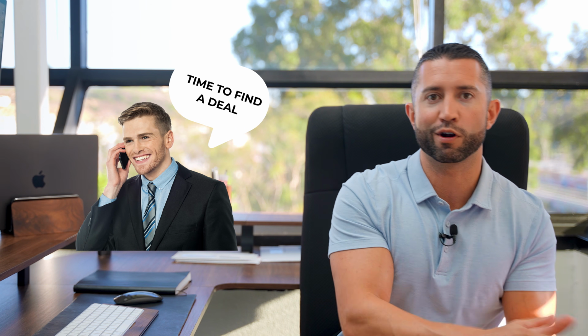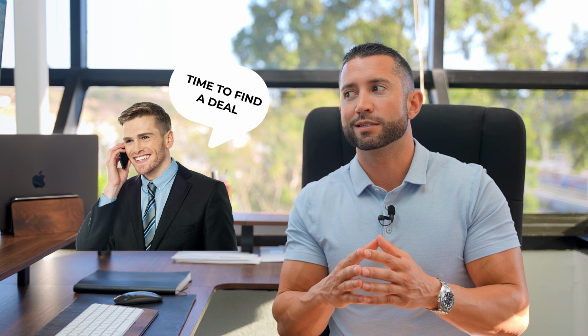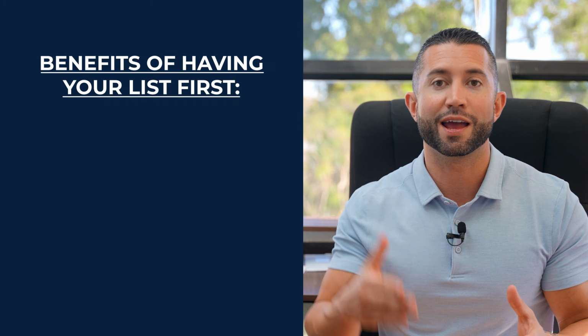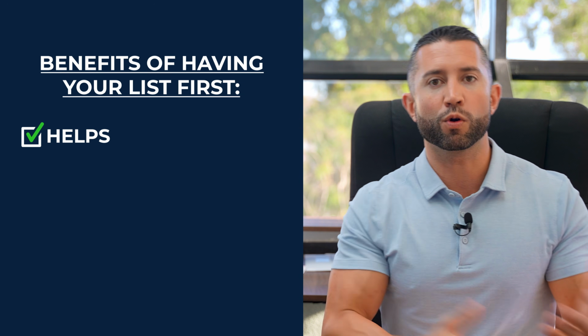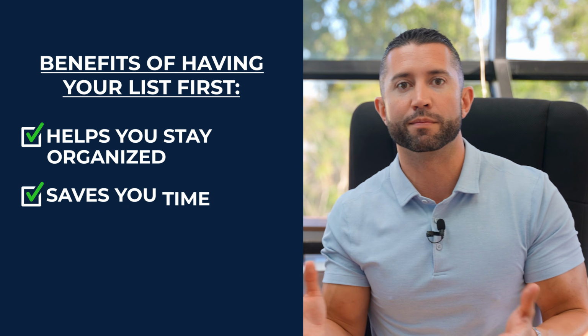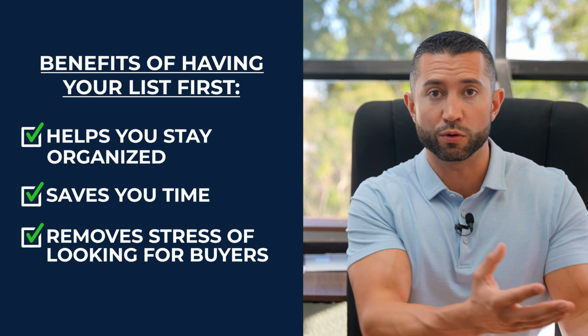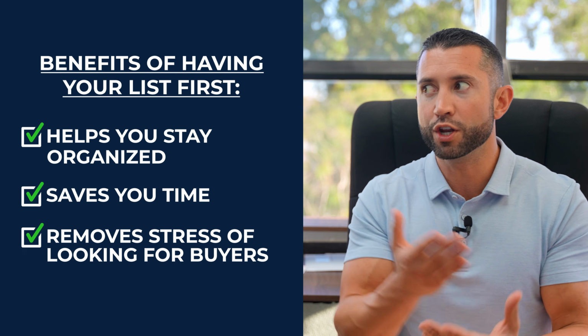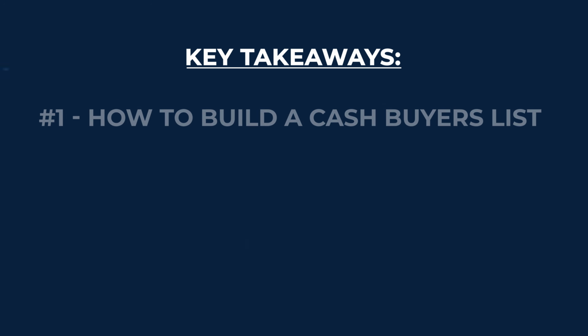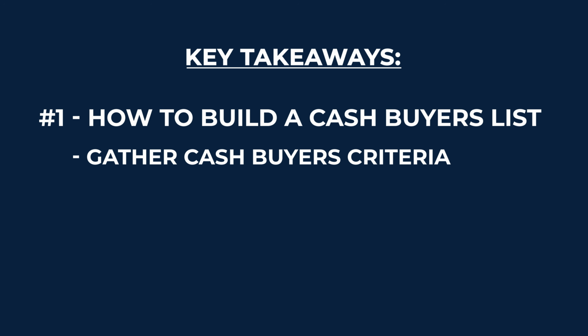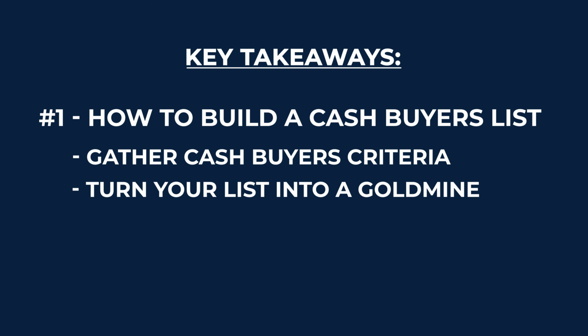This is one of the fallacies a lot of beginner wholesalers fall into. They say, oh, I need to get a deal first before I find cash buyers, right? But that's absolutely backwards. What we want to do is find quality cash buyers first and then go find the deal. That way we're organized. That way we don't waste time. And now we don't have to be stressed when we wholesale a deal because we already know our end buyers. And from this video, you're gonna learn how to build this list of cash buyers for wholesaling so that you can get your cash buyers buying criteria and turn your list into a gold mine.